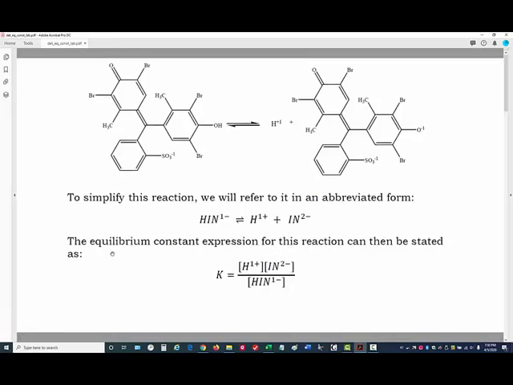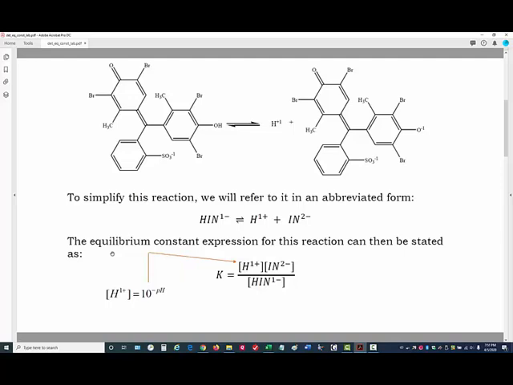Each of these quantities can be obtained in a different way. Let's start first with the hydrogen ion concentration. Because we can put a pH meter probe in the solution, we can measure the pH, and from the pH, by taking 10 to the power of negative pH, we will be able to compute the hydrogen ion concentration.